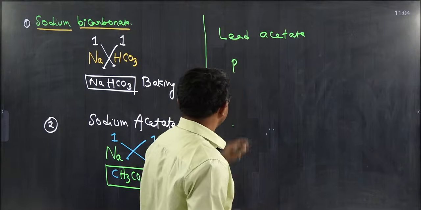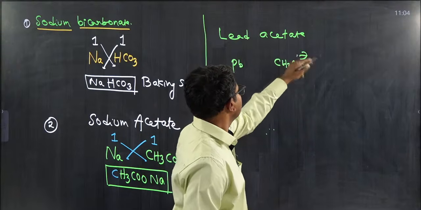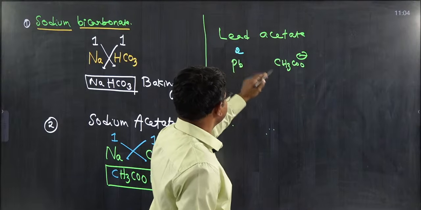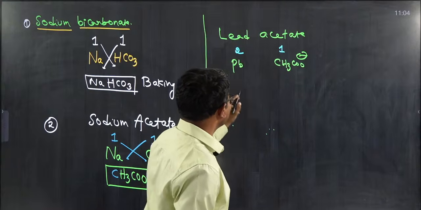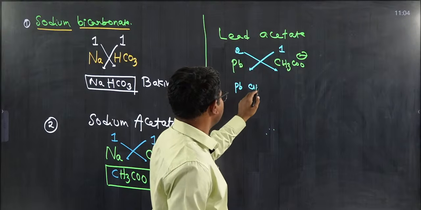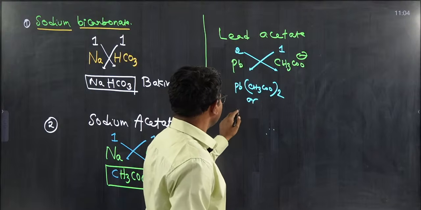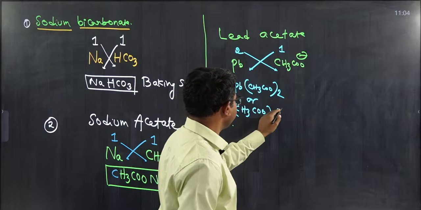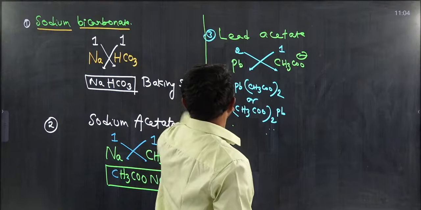Symbol of lead is Pb and acetate symbol as I have given already just now. Here lead symbol is Pb and its valency is 2 and acetate symbol is CH3COO minus and its valency is 1. Therefore, if we cross these valencies, the formula of lead acetate is (CH3COO)2Pb, or you can write the formula as Pb(CH3COO)2. And what would be the formula of lead sulfate?